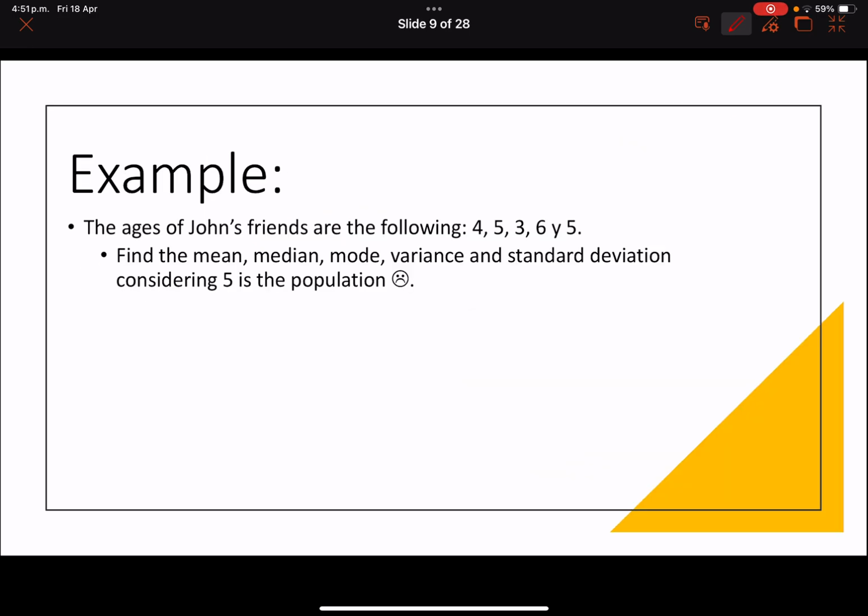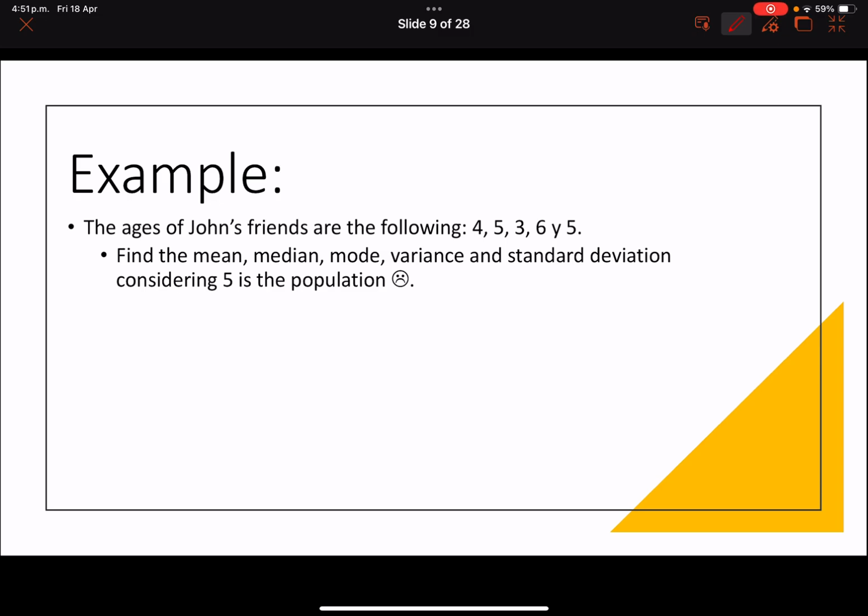Let's have an example so we can see what we do when we have standard deviation. It says the ages of John's friends are the following: 4, 5, 3, 6, and 5. Find the mean, the median, the mode, the variance, and the standard deviation, considering that the whole population is 5. So it's only 5 friends that John has.